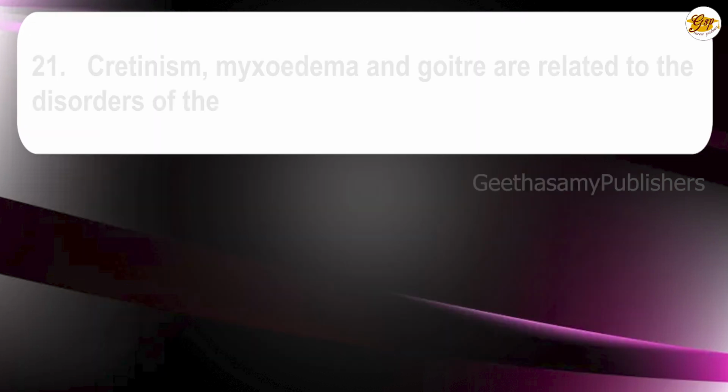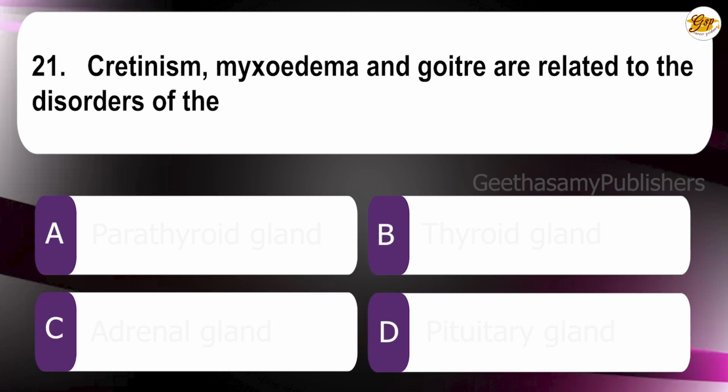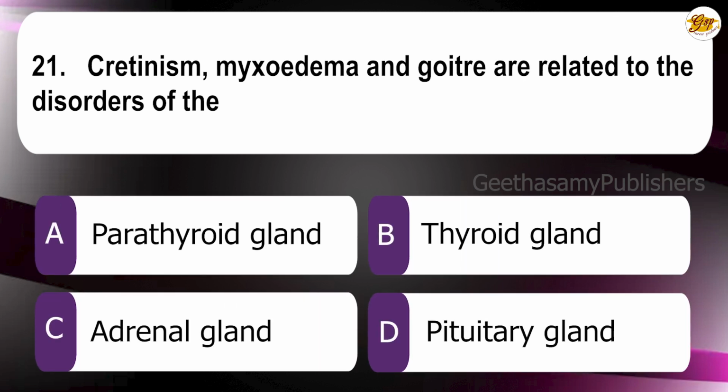Question number 21. Cretinism, myxoedema and goiter are related to the disorders of A. Parathyroid gland, B. Thyroid gland, C. Adrenal gland, D. Pituitary gland. The correct answer is B. Thyroid gland.